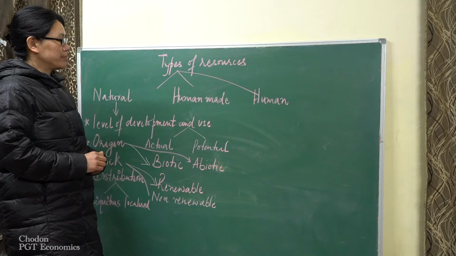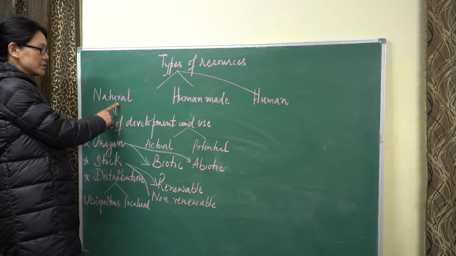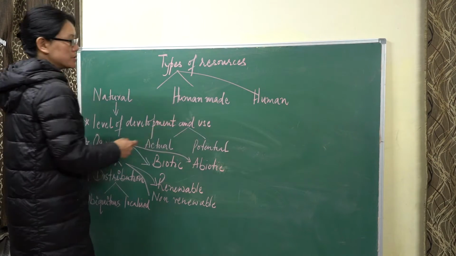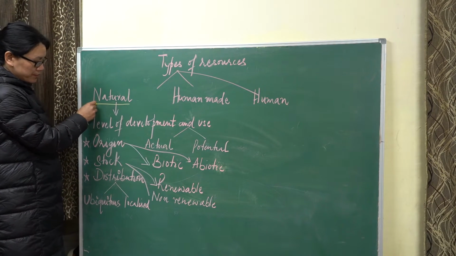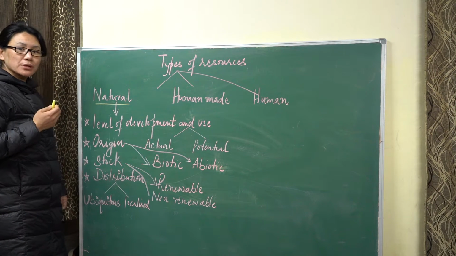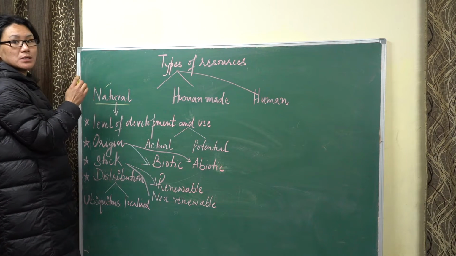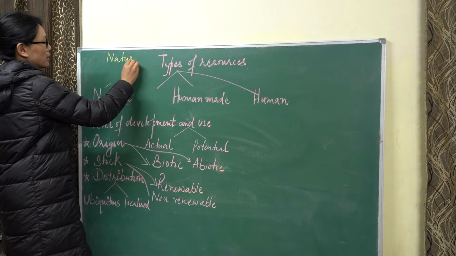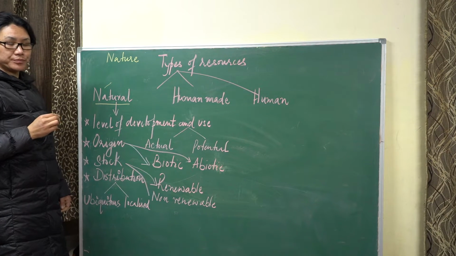Types of resources. We have three types of resources here: natural resources, human-made resources, and human as a resource. Now, the first one here is natural resource. Now, what is this natural resource? We can see here these resources, we get it from nature. So it is called natural resources.